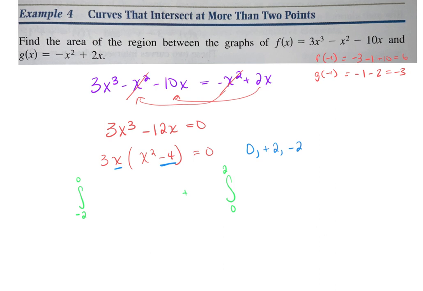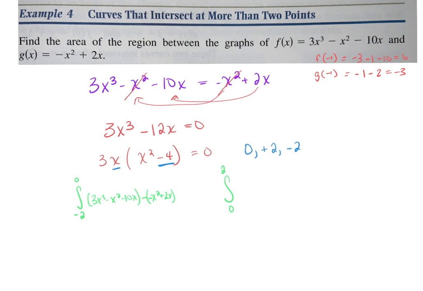So we're going to do f of x minus g of x on this first group. We're going to say 3x cubed minus x squared minus 10x minus my g of x, negative x squared plus 2x, dx. So we're going to do this one first here. And then we're going to do the same exact thing for the interval from 0 to 2. So let's say we did f of 1. Well, that gives us 3 minus 1 minus 10. And then if we do g of 1, that's going to give us negative 1 plus 2. You can see g of x is higher on that interval.